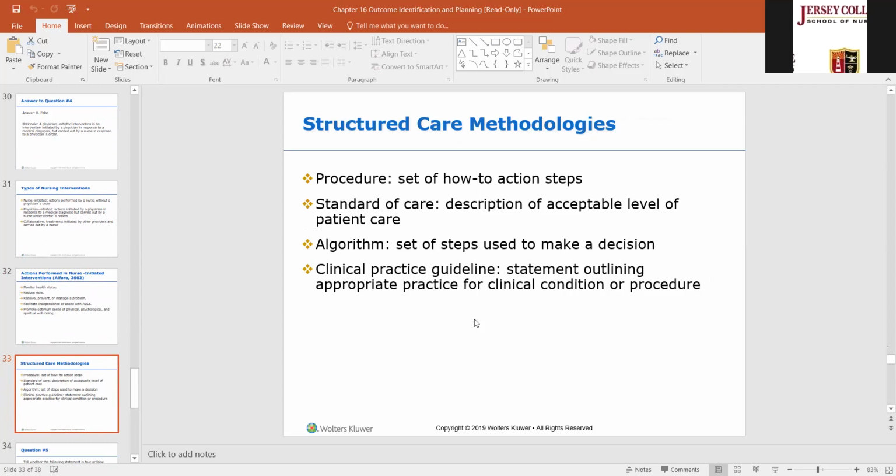You'll see these a lot of times with things like CPR, cardiac interventions. You even see it with the APGAR scores with babies. Like if the baby's not doing this, you want to do this. Clinical practice guidelines. These are statements that outline the appropriate practice for that setting or condition.